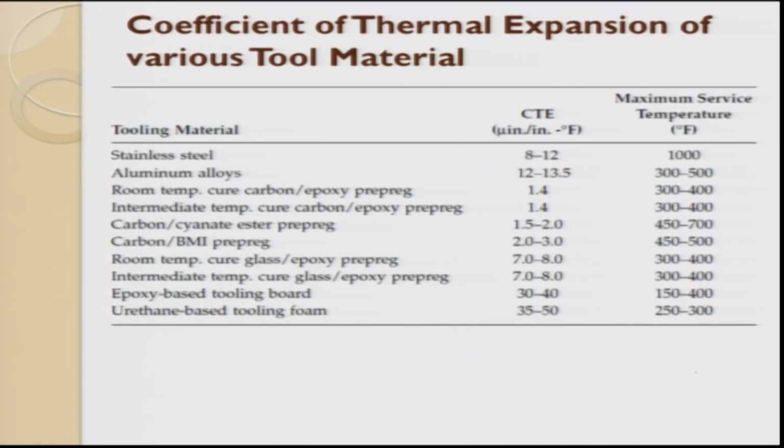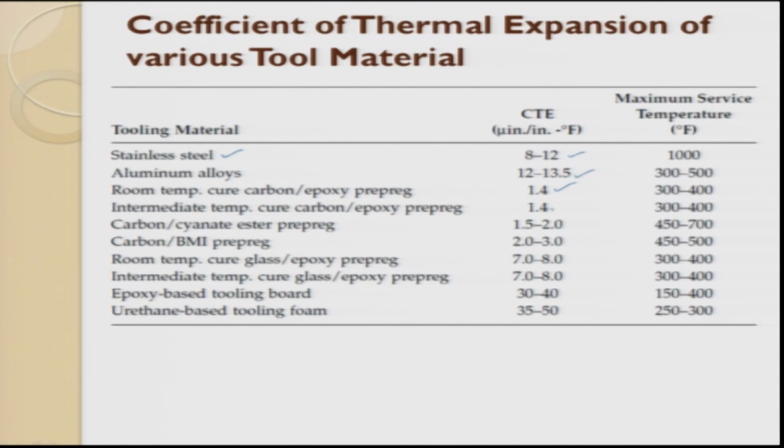So, the coefficient of thermal expansion, what I was talking to you about for various molds. If you look at steel, the coefficient of thermal expansion is 8 to 12 microinch per inch per degree Fahrenheit. Aluminum alloy is 12 to 13. Then room temperature cure carbon epoxy prepreg is 1.4. Look at the difference. So, now it is very clear that it is better to use a composite material for making a master pattern so that you take care of the coefficient of thermal expansion.